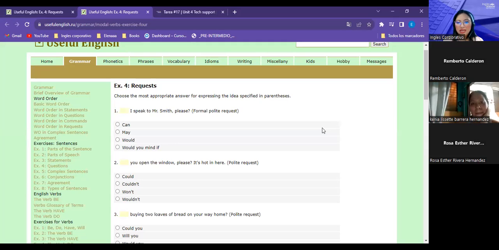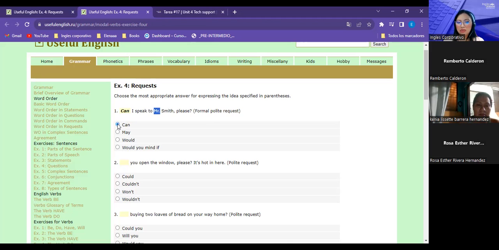Number one. If you see, esto no todos lo hicieron. To read the idea specified in parentheses. En paréntesis me dice la intención. Number one, I speak to Mr. Smith, please. Always may. It's formal, it's polite. Y miren, dicen el señor Smith, ni siquiera lo llama por su nombre, sino Mr. Smith. Ocupa un título y los títulos expresan mucha formalidad.